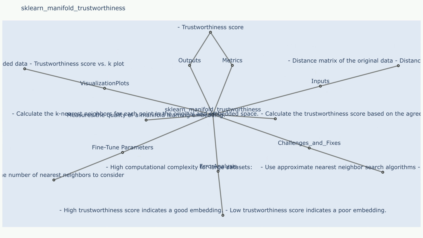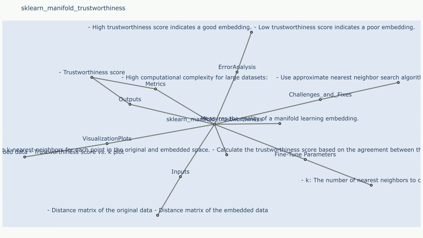Metrics. Metric 1: trustworthiness is itself a metric used to assess the quality of the embedding. Metric 2: other metrics such as continuity, stress, and correlation can also be used to evaluate the quality of the embedding.